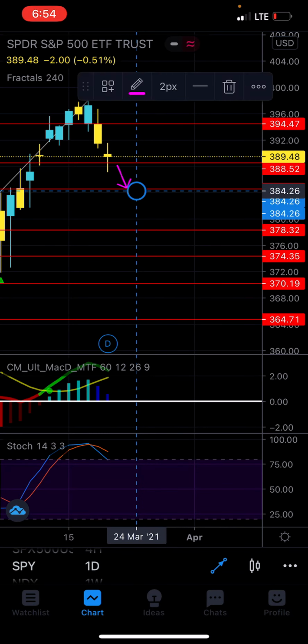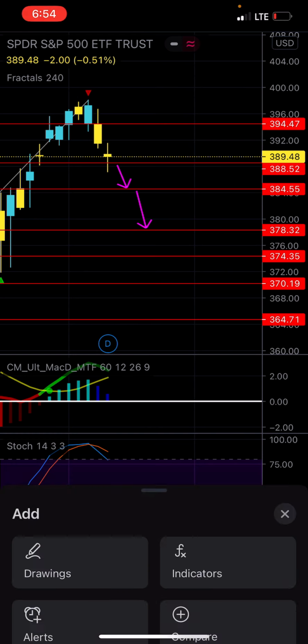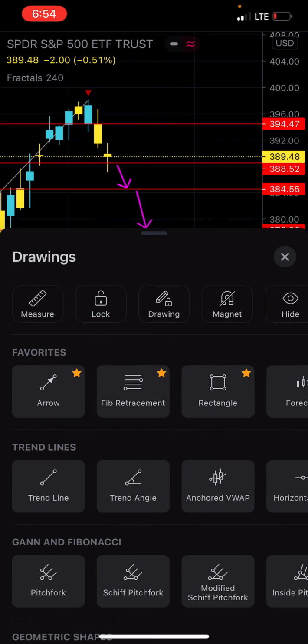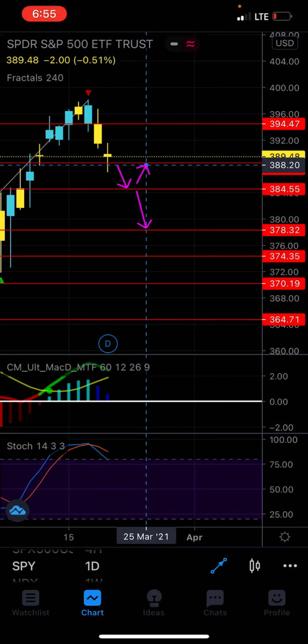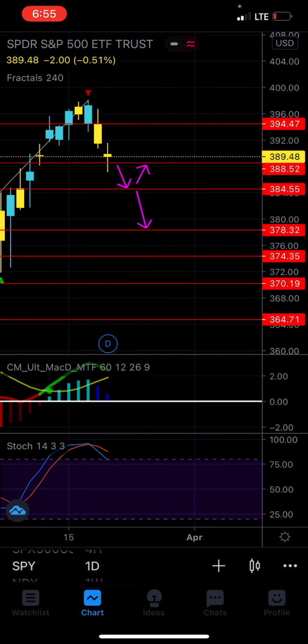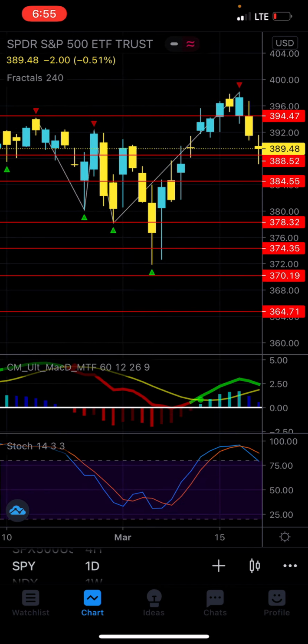We can either keep dropping all the way down to 378, or we can rebound off of this price and go back up to 388, cross that, and then start moving towards 384 or 394, right? But it really depends on the momentum here and the strength of the bullish or the bearish side. So yeah, it's not looking good, honestly. It does look like we're gonna keep going down.